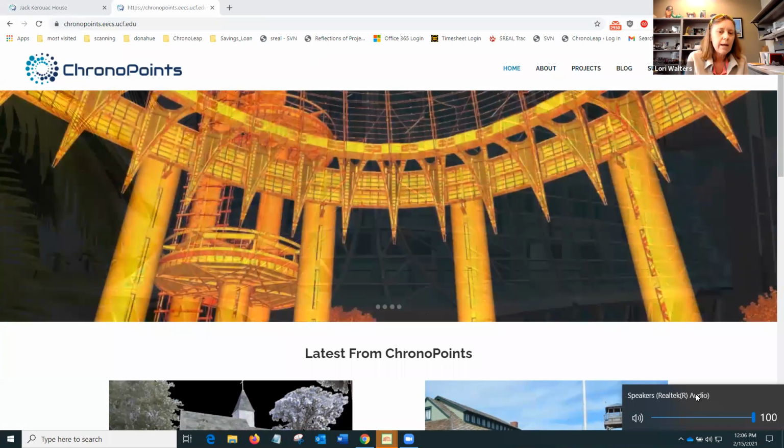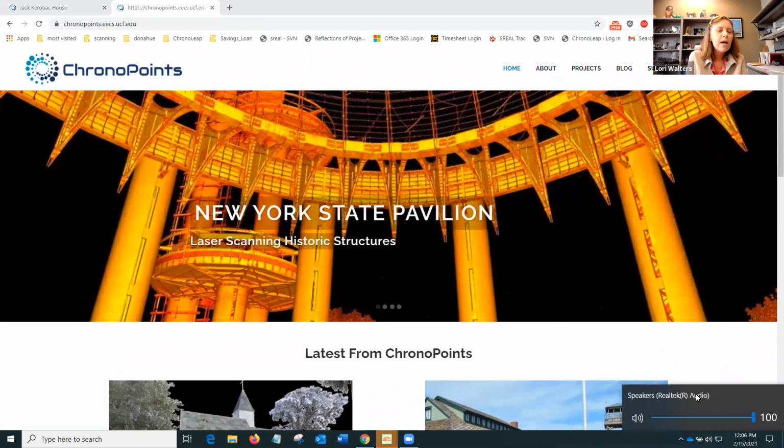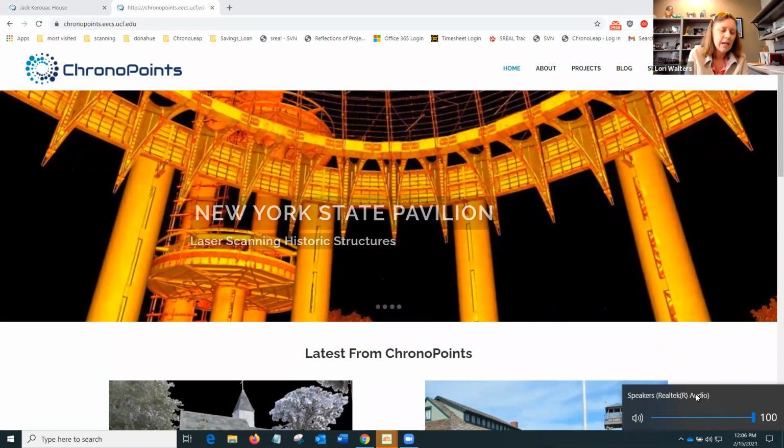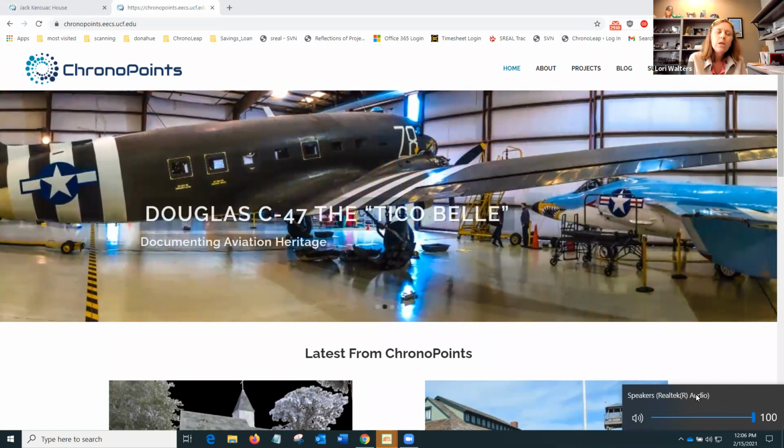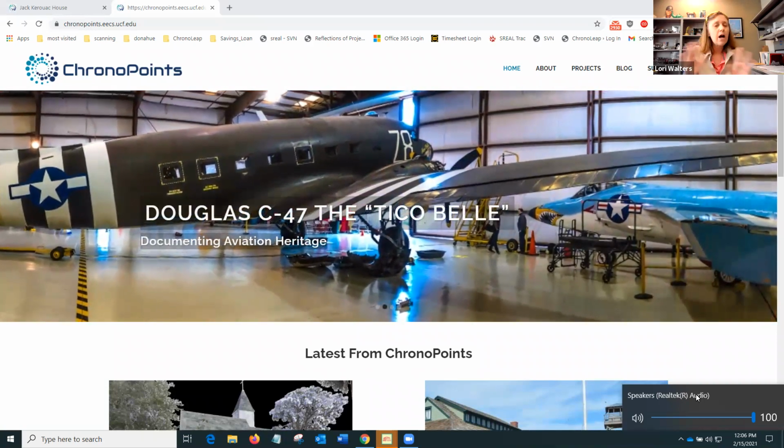So we do a laser scan. So we get that accurate representation of what that building looked like on that day. All right. So then what do you do? You have to do photography.